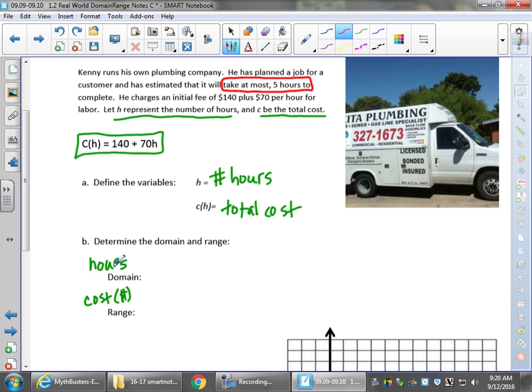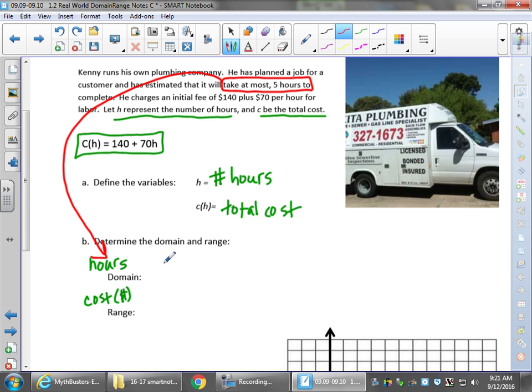All right. When it says you get that initial fee, that's 0 hours. So the fact that there's an initial fee isn't going to determine the 0. We'll talk about that in a sec. We're going to use this formula, but it has nothing to do with getting this piece of information about the domain. So go ahead and draw an arrow to domain.